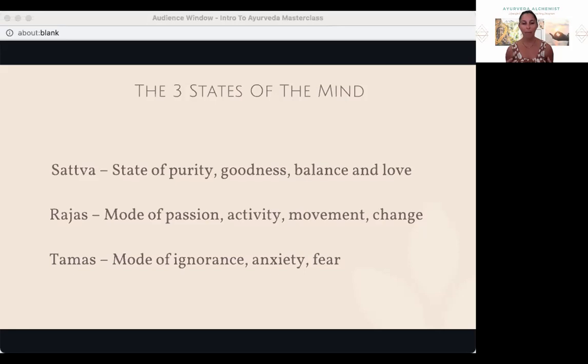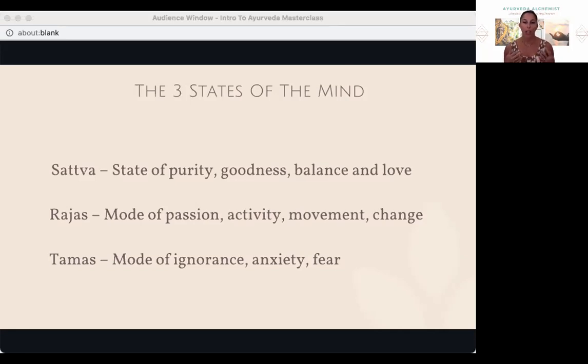And so once we can establish what state of mind we're in, then we can try to change that state if we need to. So how do we change the states of mind? It's either by adding or removing the opposite qualities. Ayurveda has a very simple rule: like increases like, and opposites balance each other out. So if you add more of what you want and less of what you don't want, then you will get into a more sattvic state of mind.